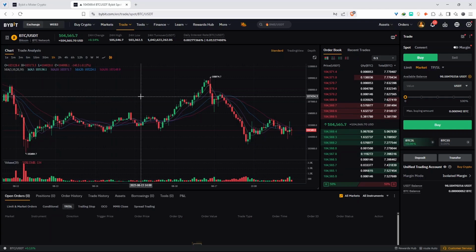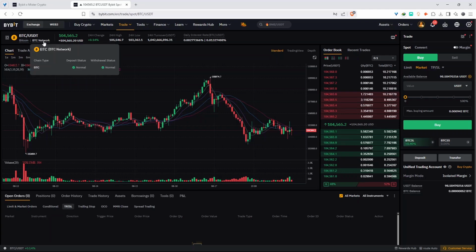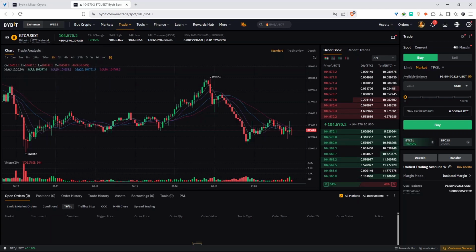Here you'll see all the relevant trading information. At the top, you'll see the cryptocurrency pair you're trading. For instance, Bitcoin against USDT, meaning Bitcoin's value is expressed in USDT. You'll see its current price and any 24-hour changes.